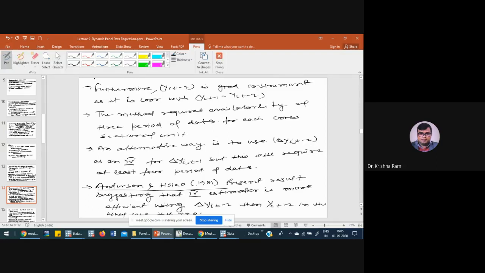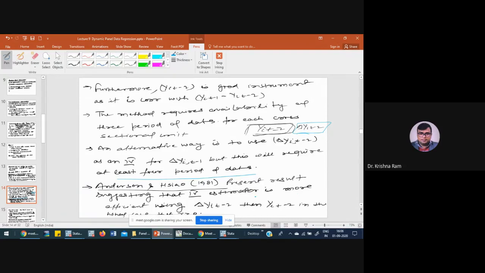So earlier we have taken y it minus 2 as an instrument variable. We can also take delta y it minus 2 as an instrument variable. So this becomes an instrument variable. In this case, we require at least 4 periods of data. There is another paper.